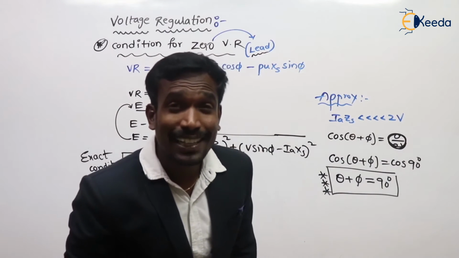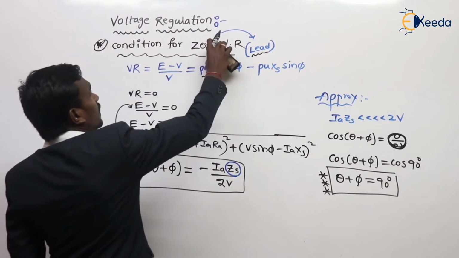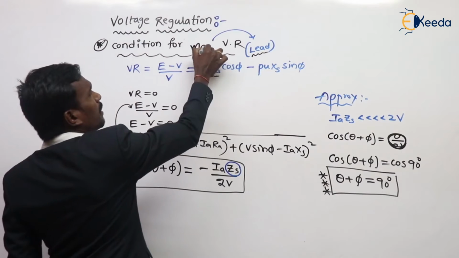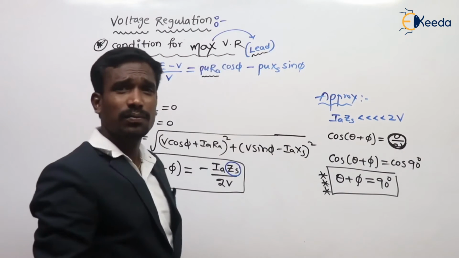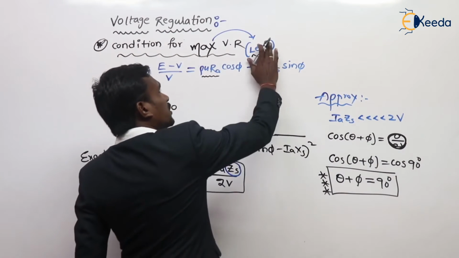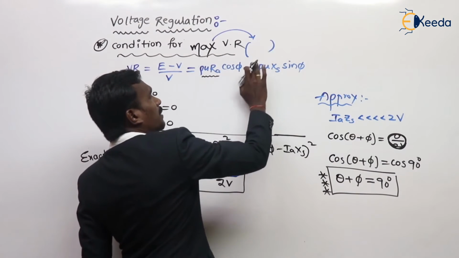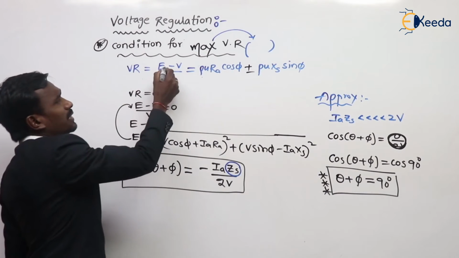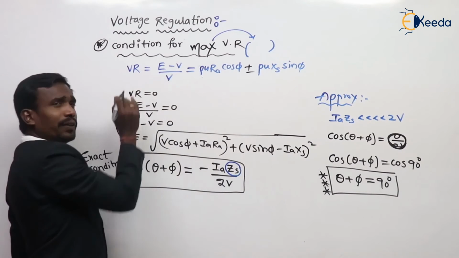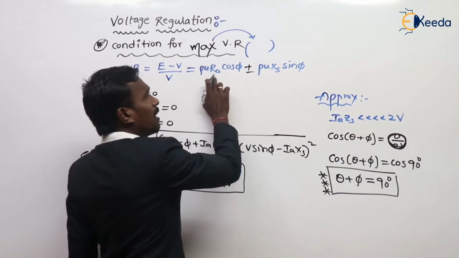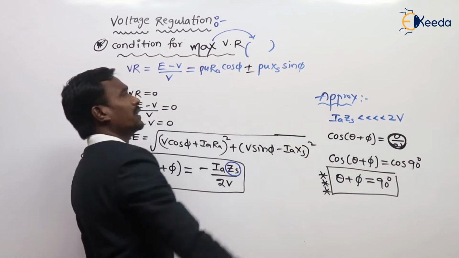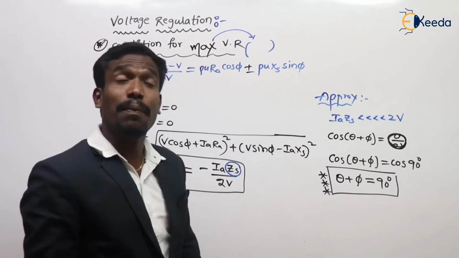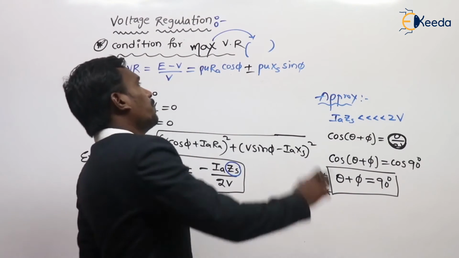Next, what is next? The condition for maximum voltage regulation. Generally, the voltage regulation formula is this one, plus or minus. Voltage regulation is equal to E minus V upon V, that is equal to per unit RA cos phi plus or minus per unit XS sin phi. Now tell me, at what condition can we get the maximum voltage regulation, for positive or negative?